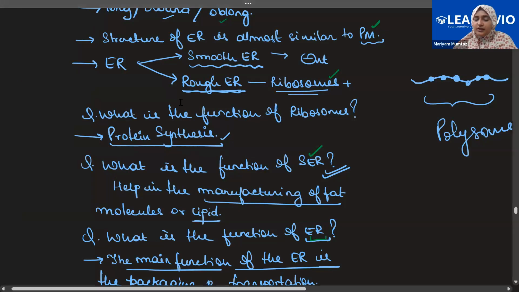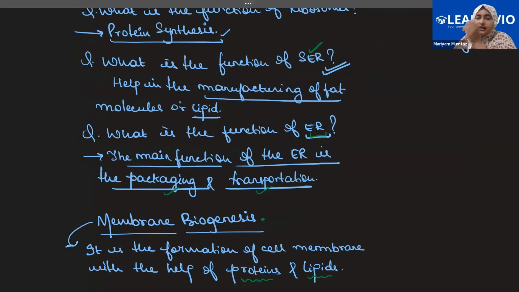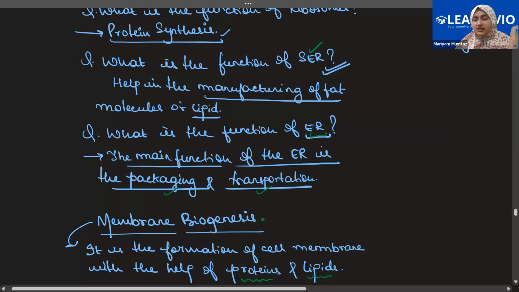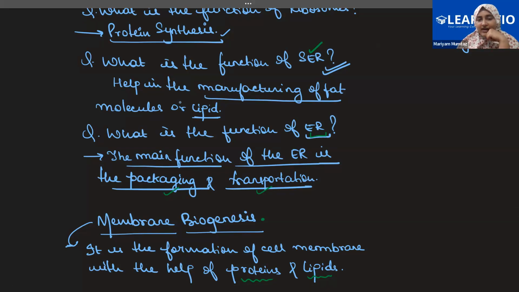Talking about the smooth endoplasmic reticulum, what is its function? It helps in the manufacture of fat molecules or lipid molecules. It synthesizes fats. It does not synthesize protein because it does not have ribosomes present on it. Now, what is the function of the ER, endoplasmic reticulum, in general? The main function of the endoplasmic reticulum is the packaging and transportation of substances that have to be transported in the cell. So packaging and transportation are the two functions of the endoplasmic reticulum in general.